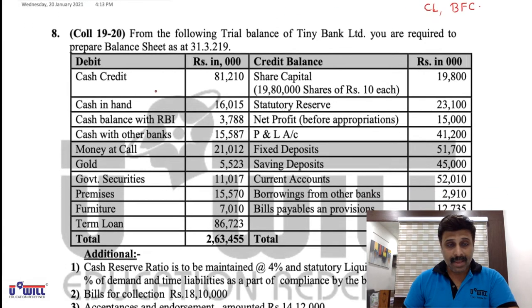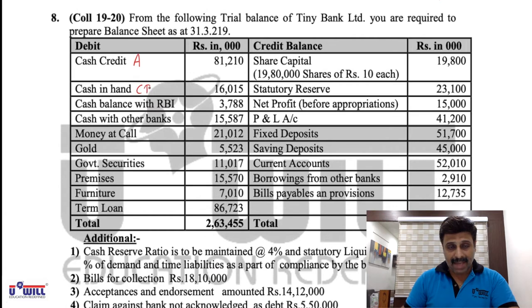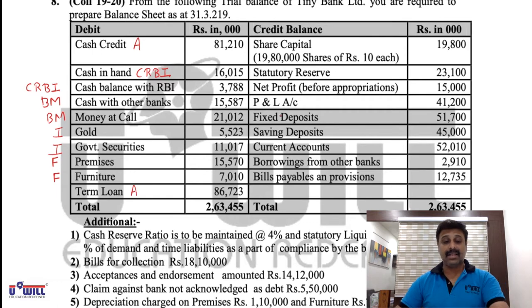Let us do the markings. Cash credit will come in advances. Bank gives cash credits and overdrafts, so advances, A. Cash in hand, cash and balance with RBI, CRBI. Then balance with RBI also, CRBI. Cash with other banks, bank balance and money at call and short notice, BM. Money at call, BM. Gold will come in investments, I. Government securities, investments, I. Premises, fixed assets, F. Furniture, fixed assets, F. Term loan, advances, A. Bank gives the term loan, so advances, A.